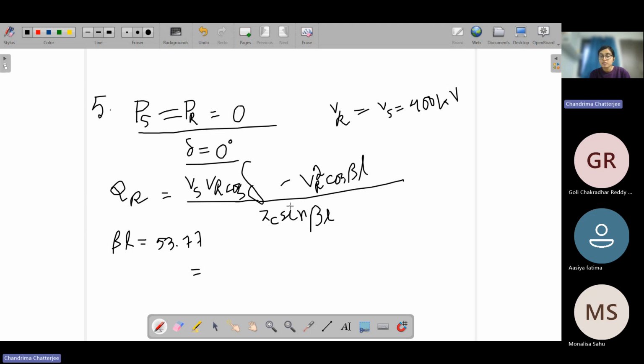Can any of you calculate this value? Just replace the numbers VS, VR and VR. The 400 square will be common. Inside it will be cos delta minus cos beta L, and in the denominator ZC sin beta L.